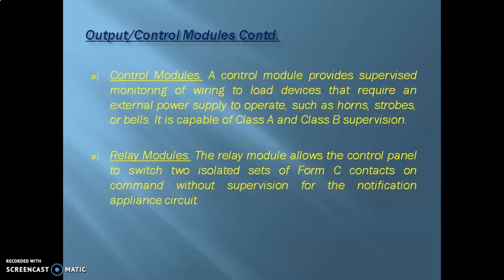So, for example, you can use these relay modules in order to control the functioning of the HVAC system or the fire smoke dampers, etc. You can shut down the HVAC in case of a fire alarm using these relay modules. So that is basically the function of these relay modules. And of course, now I'll be showing you just one or two examples of these modules as well.